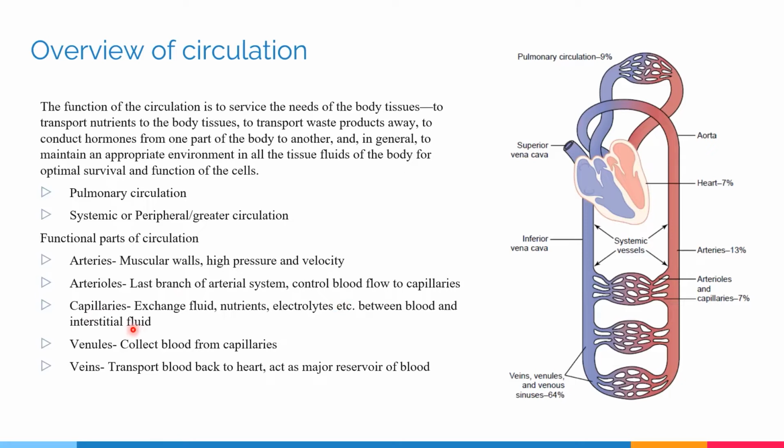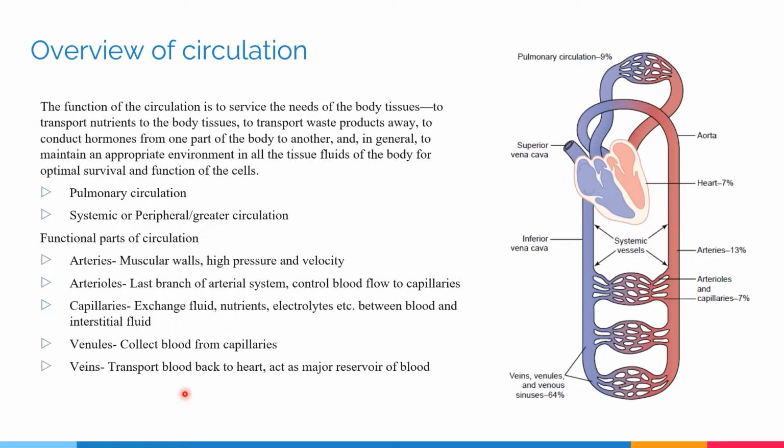Capillaries are the smallest vessels through which blood passes, and these are the places where the exchange of fluids, nutrients, and electrolytes between blood and the interstitial fluid essentially happens. So this part of the circulatory system is where the nutrients reach the particular tissues, and the excretory products, the end products such as carbon dioxide, are released back into the blood. Next, the capillaries join together to form the venules, which collect blood from the capillaries and join together to finally form the veins. The veins are larger blood vessels which transfer blood back to the heart and act as a major reservoir for blood.